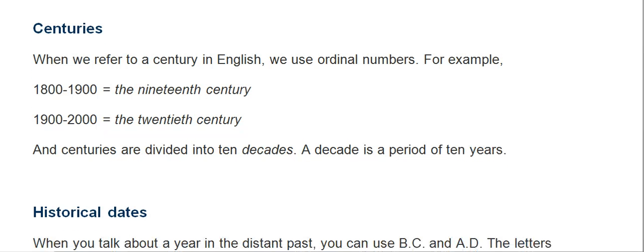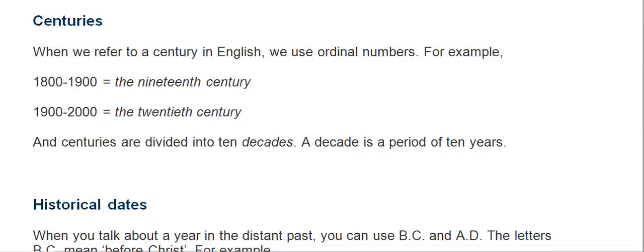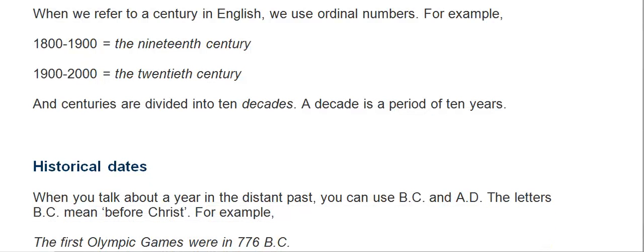As for centuries, when we refer to a century in English, we use ordinal numbers. For example, the 19th century, the 18th century, the 20th century, and so on. And centuries are divided into 10 decades. A decade is a period of 10 years. So one decade equals 10 years.